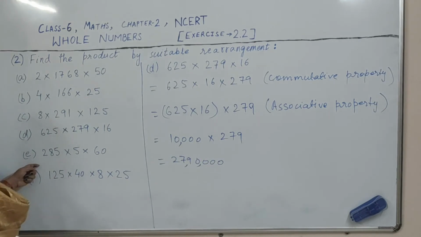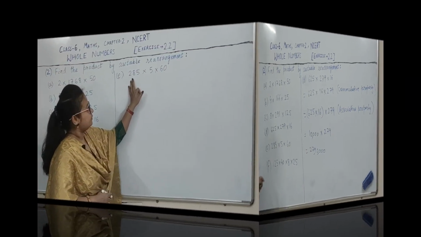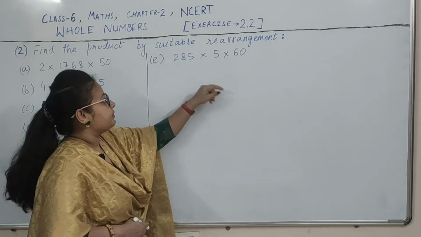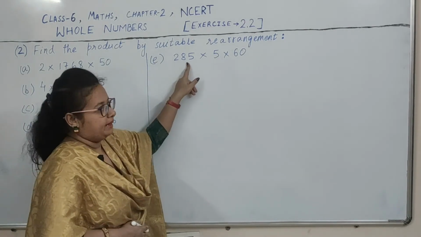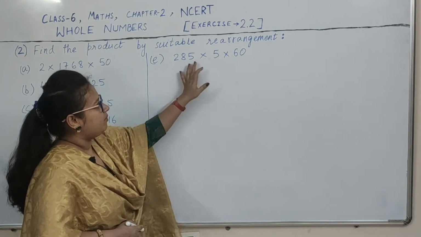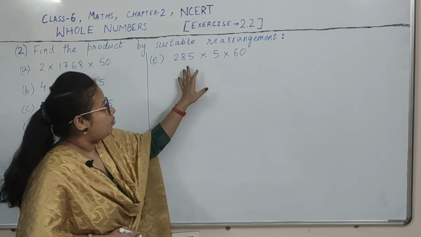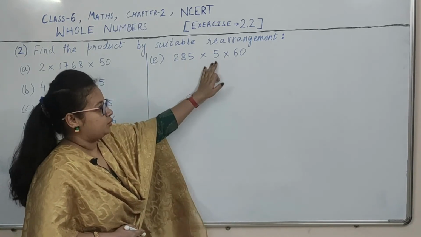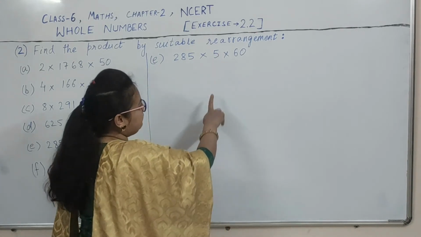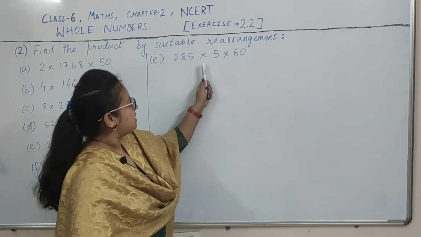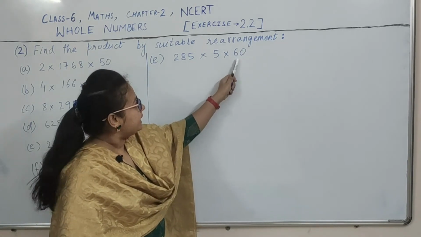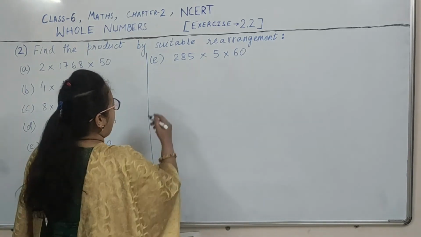Now let us come to the next question. See, 285 into 5 into 60. See, this is quite a big number when compared to these two. So if we multiply these two, we have to multiply and check what the product of these two is. So we will not do that. We will first bring this one. Why will we bring this here? Because, see, 285 multiplied by 60 will be quite easier. Okay, I will show you how.